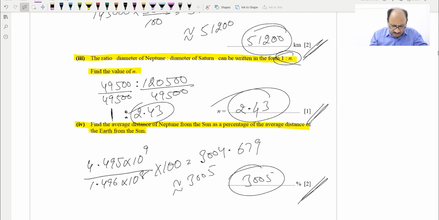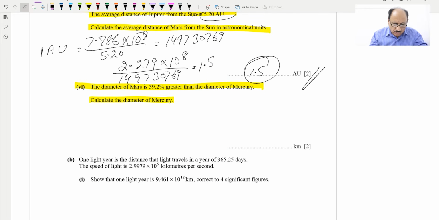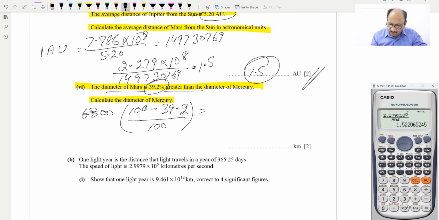We will calculate the 39% of that Mars. So Mars is 6800. So we can take this one, 6800, and we need to calculate lesser than this. The diameter of Mars is 39.2% greater, so lesser than Mars will be 100 minus 39. We have to reduce this by 39.2%, and this is how we are reducing, and this will give us the diameter of Mercury in kilometers.